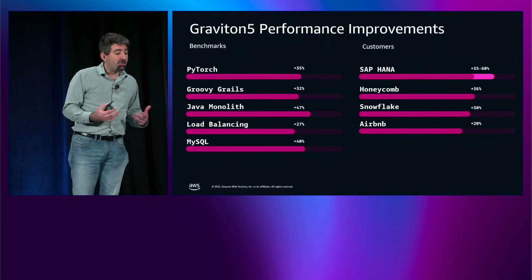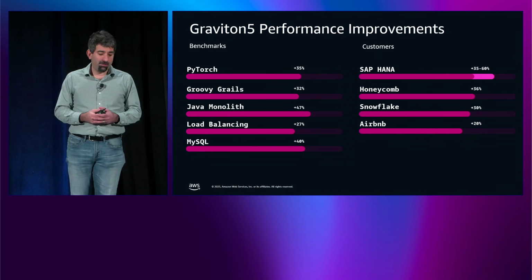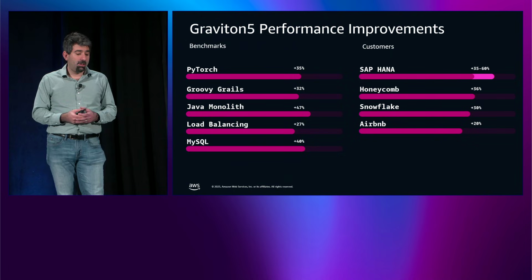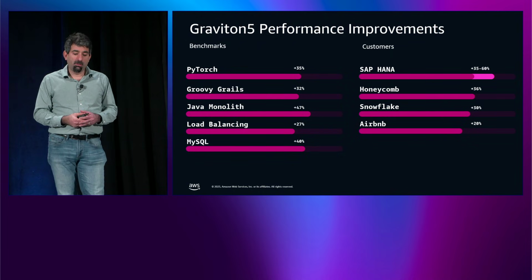So with this, we have benchmarks we've run that have 27 to 47% better performance improvement. We have benchmarks that customers have run that show 20 to even up to 60% better performance improvement. Now I'm going to hand it back to Gotham to talk about how you can transition to using Graviton. Thanks, Ali.